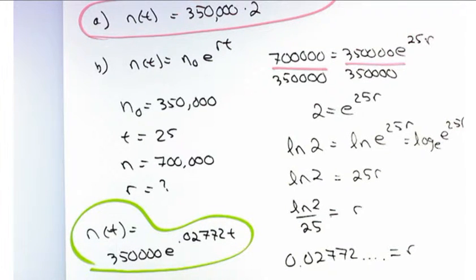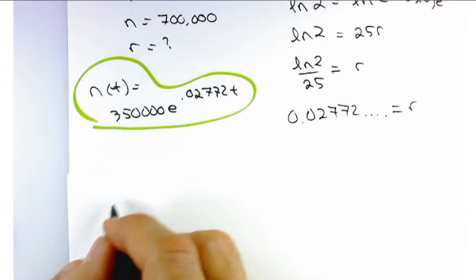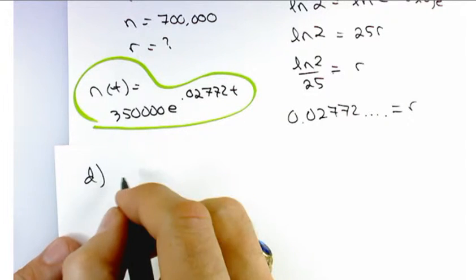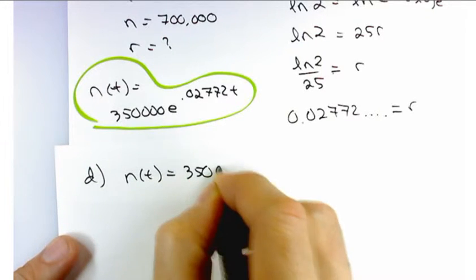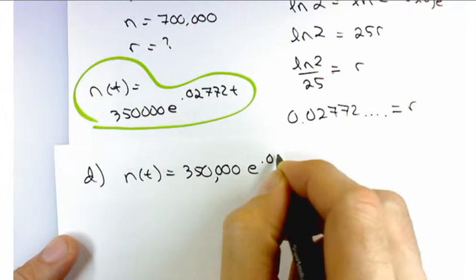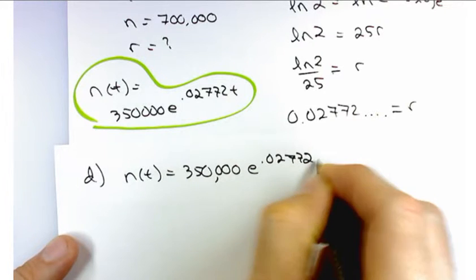So let's copy down our model. This is part D. We've got N of T equals 350,000 e to the 0.02772 times T. That's a 7 in there.